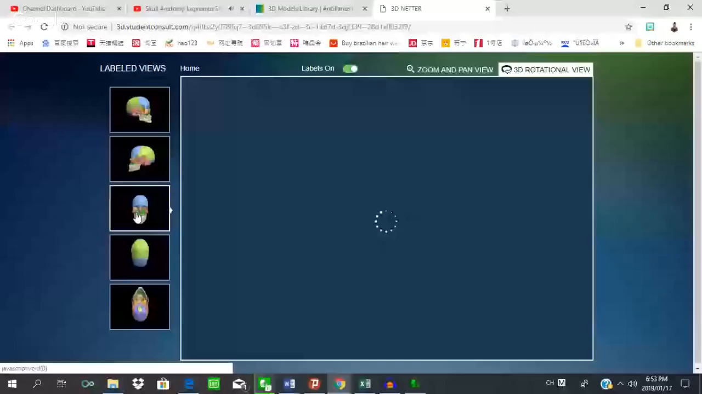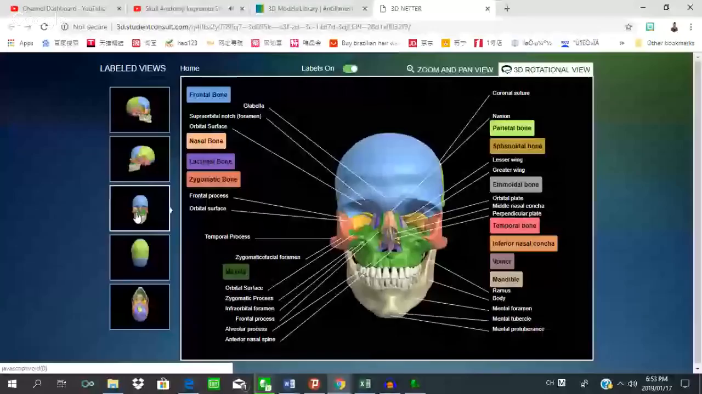Now we're going to have a look at the frontal aspect of the skull. Looking at the frontal aspect of the skull, it's really quite simple, because the same bones are there.